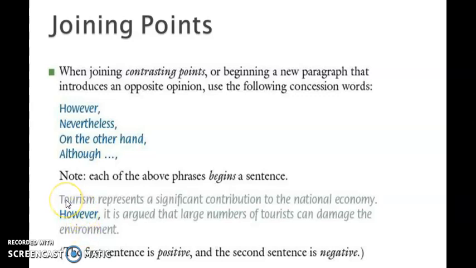In the first sentence they are saying it's good: tourism is good for the national economy. But in the second sentence they are saying that it can be a big damage for the environment. So here there are two opposite ideas, so we join them using however or nevertheless, on the other hand, although.